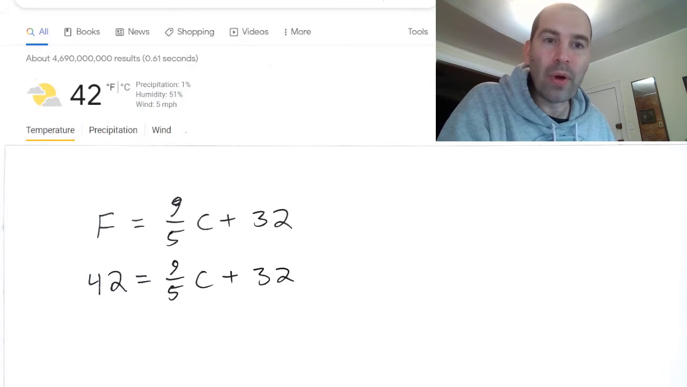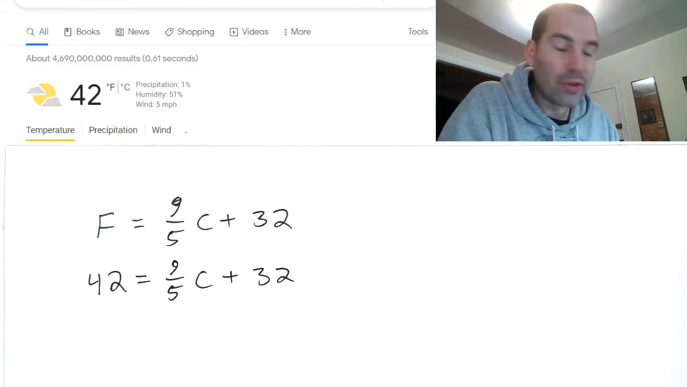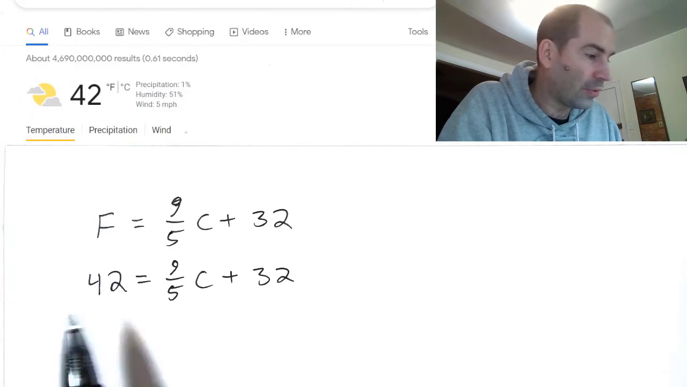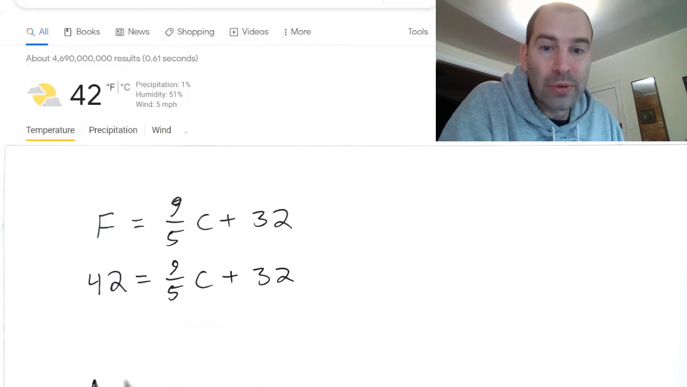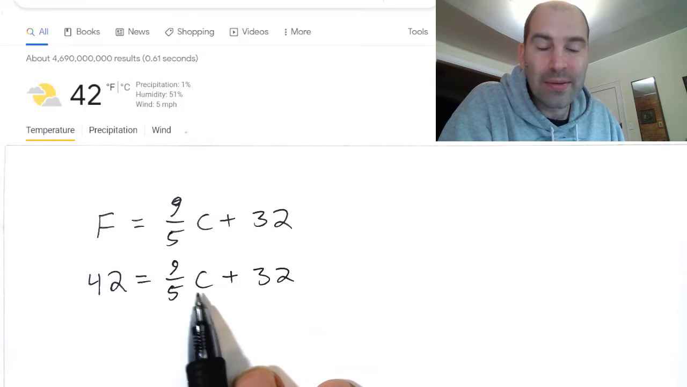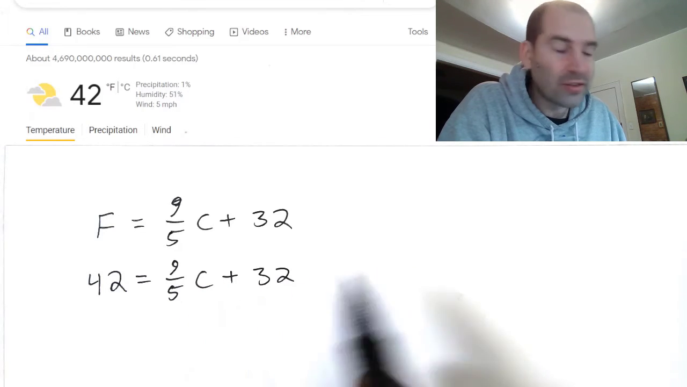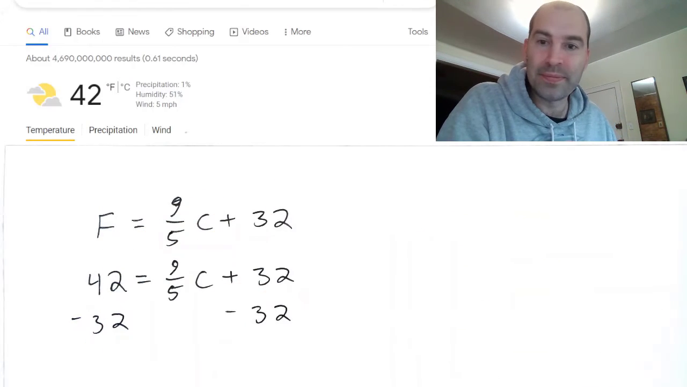Okay, now what do I want to do? I want to find what the Celsius temperature is. I want to solve this for C. So let's use our method of algebraic manipulation to solve this equation. What we were doing is we were performing operations so that we'd get the variable isolated on one side of the equal sign. So for instance, I don't want this plus 32 over here. I want C to be alone, right? So I'll subtract 32 from both sides.